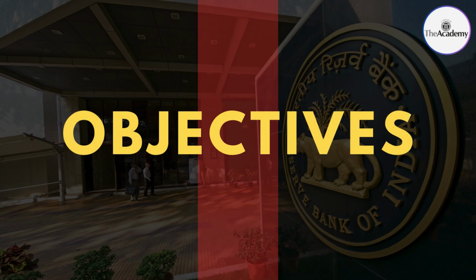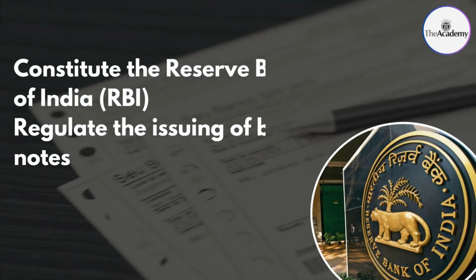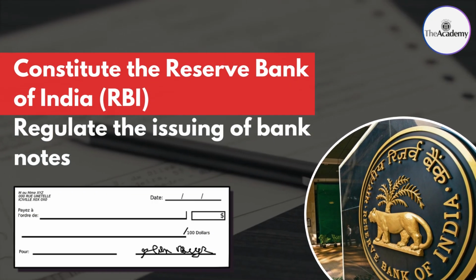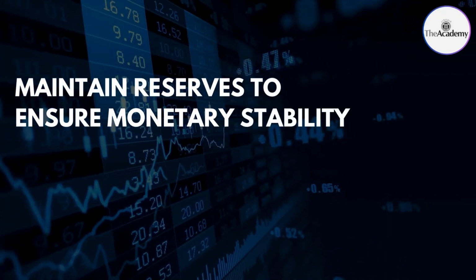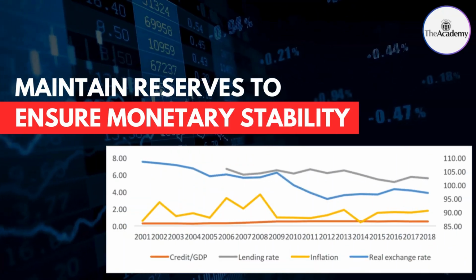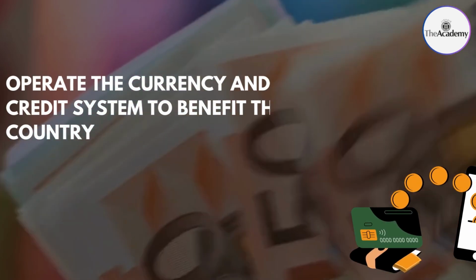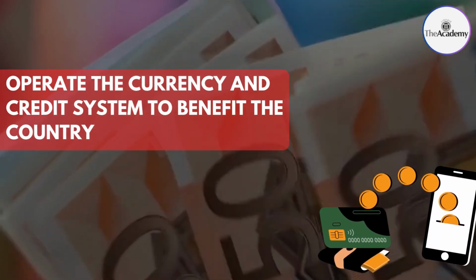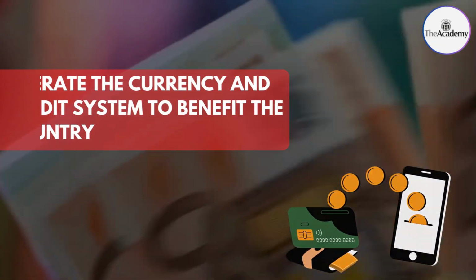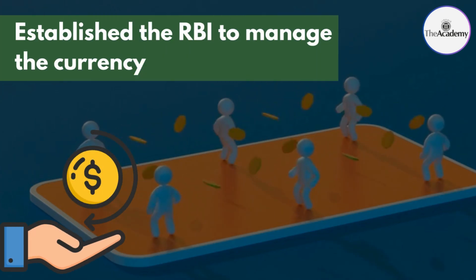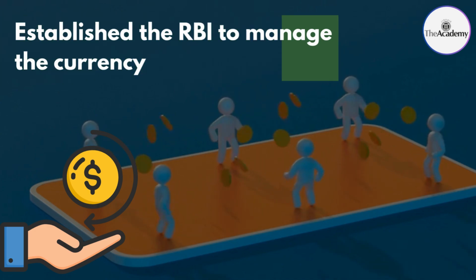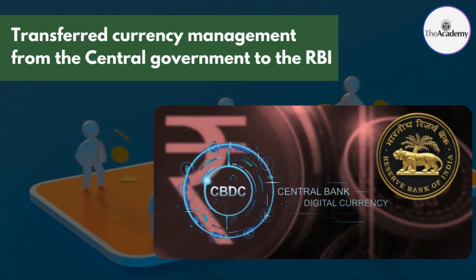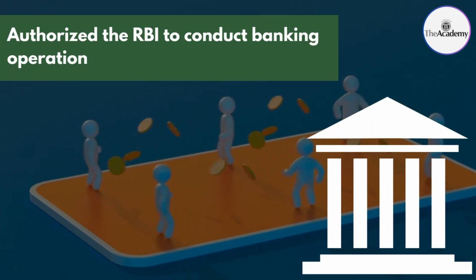The objective of the RBI Act is to constitute the Reserve Bank of India to regulate the issuing of bank notes, keep reserves to ensure monetary stability in India and to generally operate the currency and credit system of the country to its advantage. This Act established the RBI to take over the management of the currency from the central government and to carry out the business of banking.